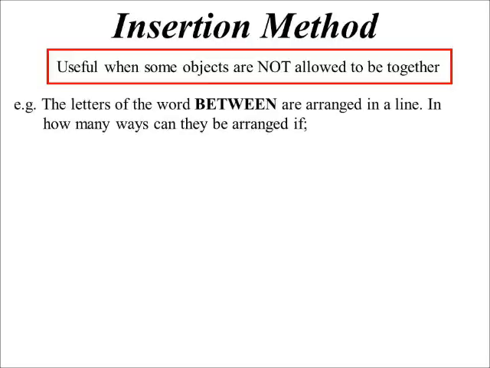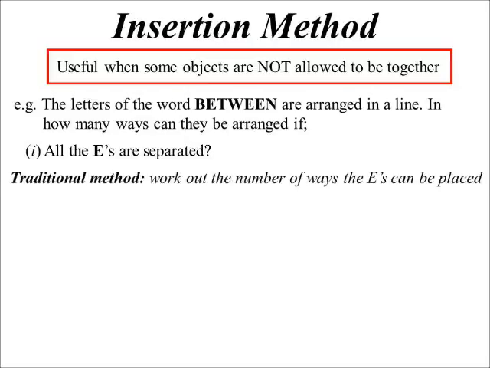As an example, you might recognise this question. Letters of the word BETWEEN arranged in a line. How many ways can they be arranged if all the E's are separated? So the E's aren't allowed to be together. Traditionally, what you do is work out how many ways can I place the E's? I might draw a little diagram and say, if there's an E in the first spot, then I could alternate and go E, or I could have the third E there, or I could have the third E there.